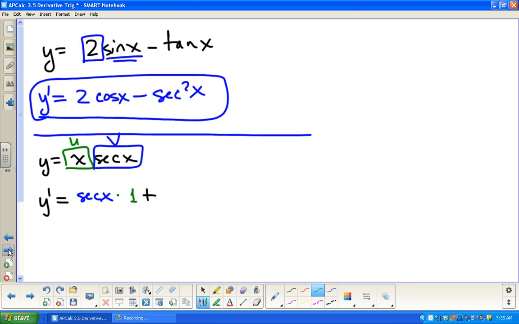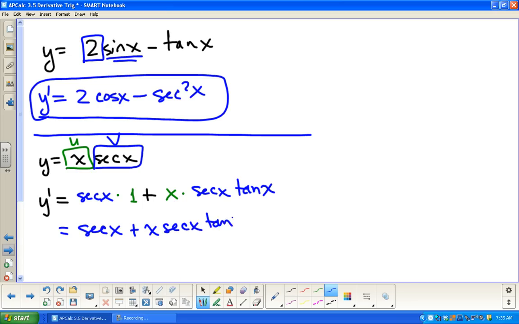So the derivative of the second times the derivative of the first, plus the first times the derivative of the second. The derivative of secant is secant tangent. Again, that comes from the list, and you're just going to have to know that list. There's really not much else to do with this. You can leave this as secant x plus x secant x tangent x.